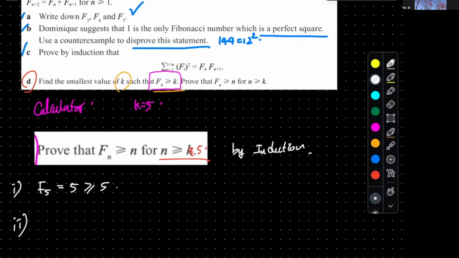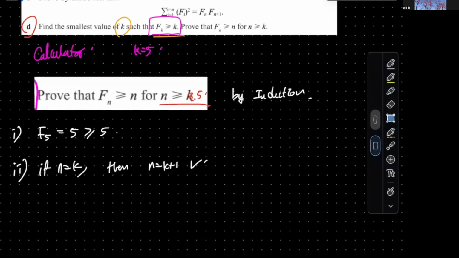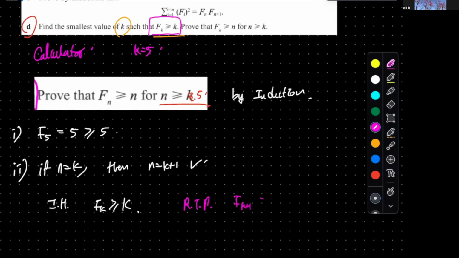And the second thing I want to move on to is, if n equals k, I need to show then the statement will be true for n equals k plus 1. Okay, let's try to do that. So the induction hypothesis is fk is bigger than or equal to k. And the result to prove is going to be fk plus 1 bigger than or equal to k plus 1. So that is my aim to prove.